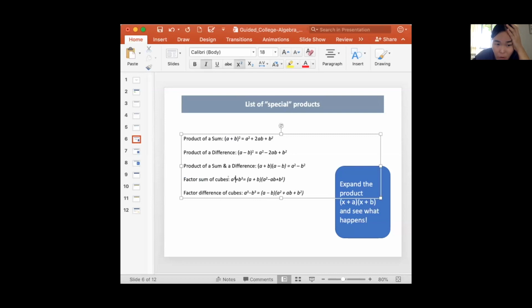Factor the sum of cubes. The product of this one on the right-hand side is going to give you a cubed plus b cubed. And the product of this one here will become a cubed minus b cubed. And here I put a note that says, try expanding the product x plus a times x plus b and see what happens, because this is also a very common trick that is going to be used in factorization.